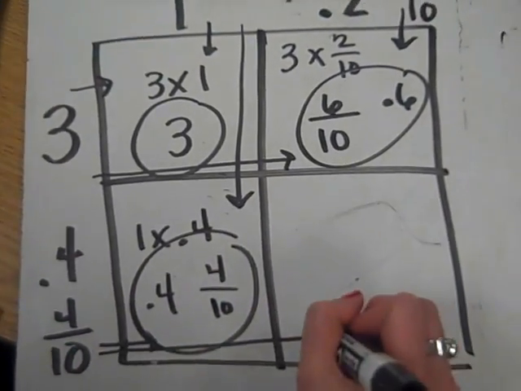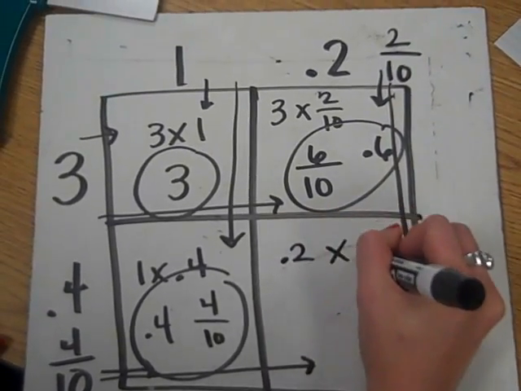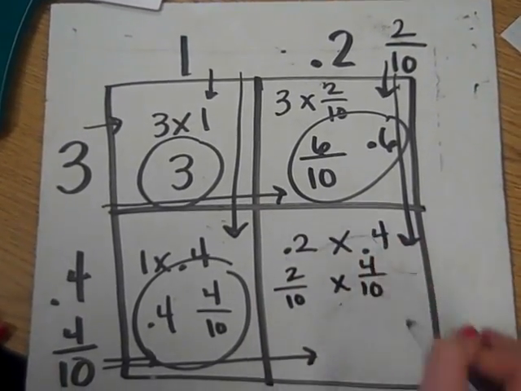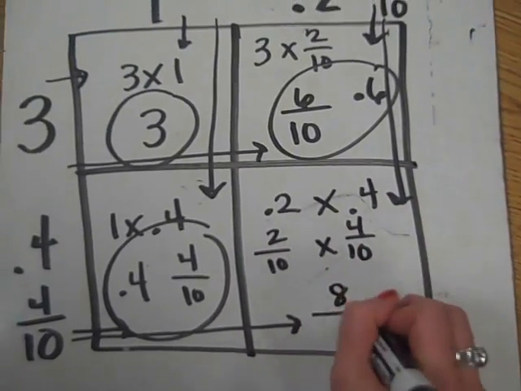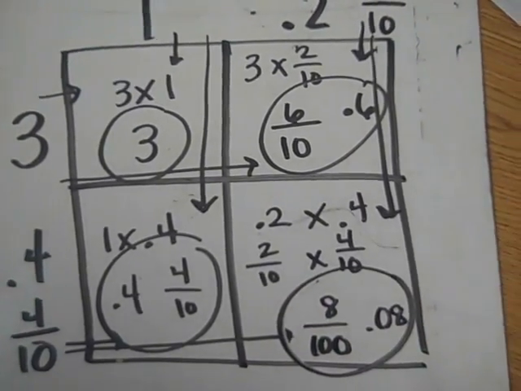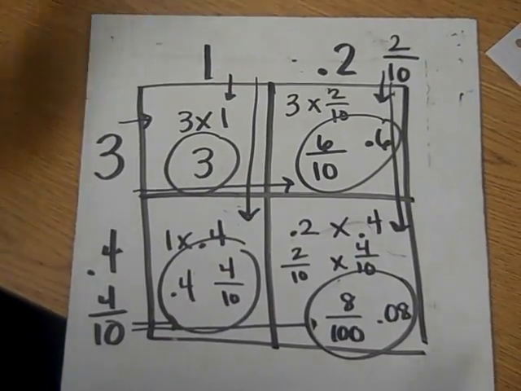In my last box, I'm going to multiply 2/10 times 4/10, or as fractions, which would give me 8/100. Now I can take my partial products and add them together.